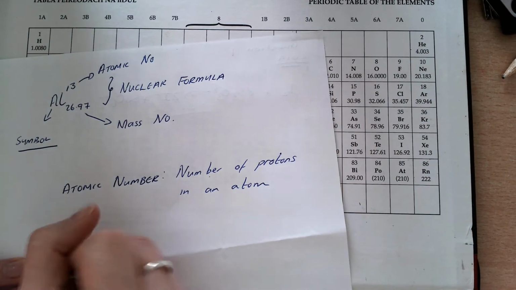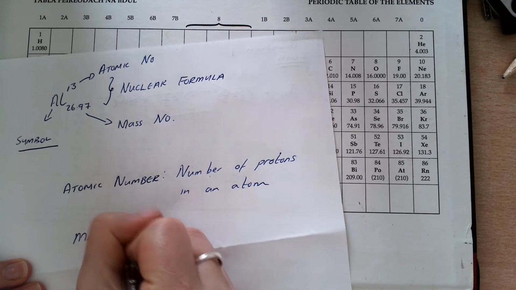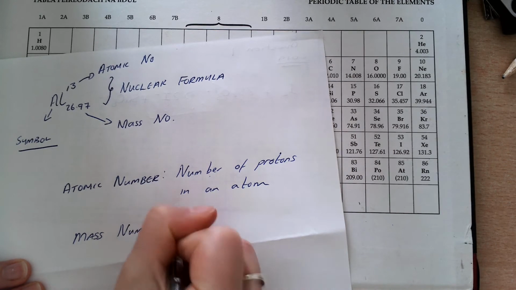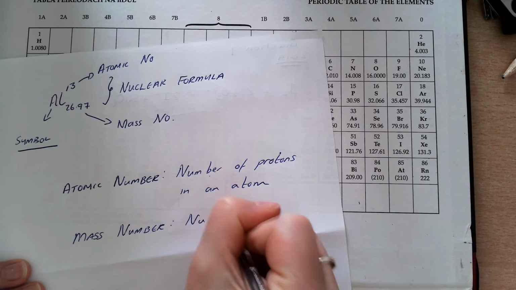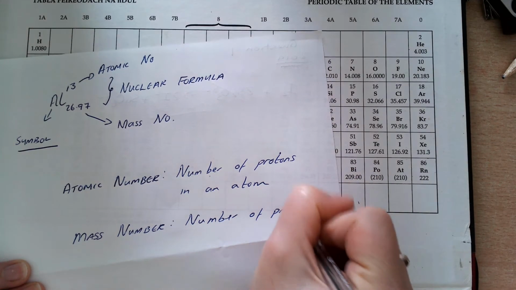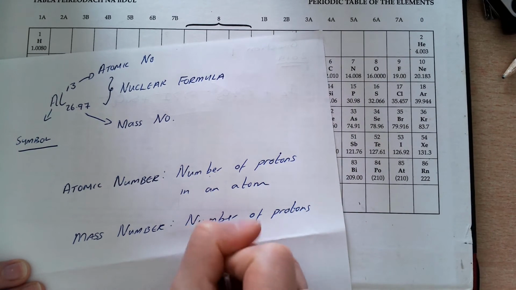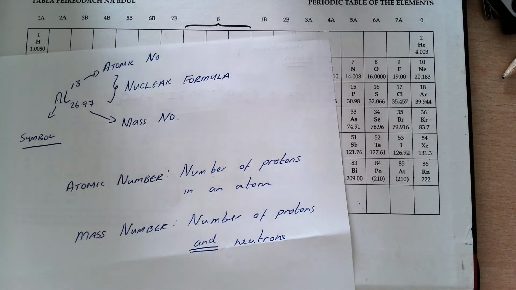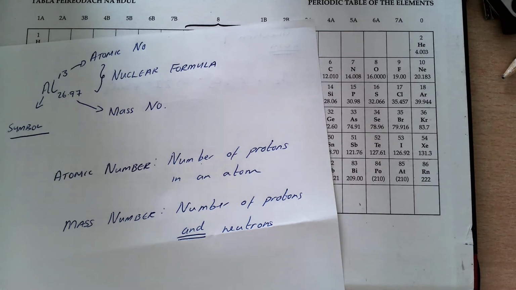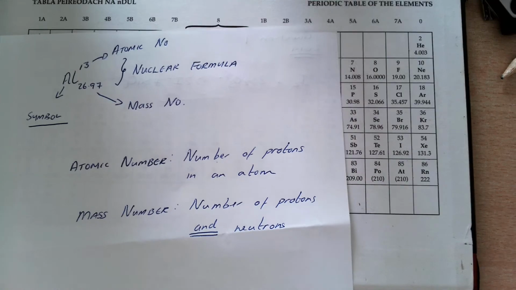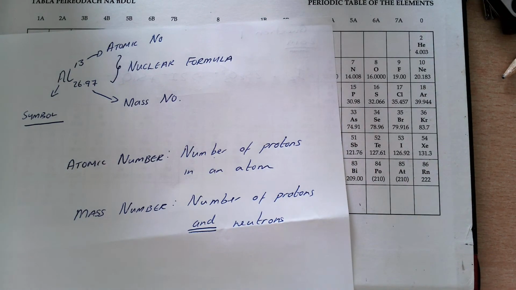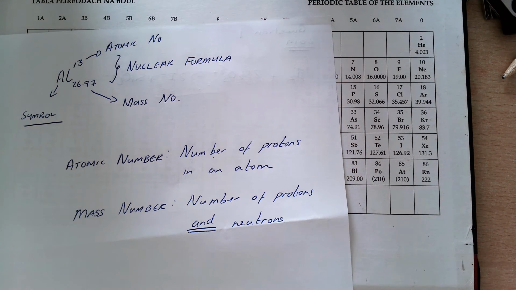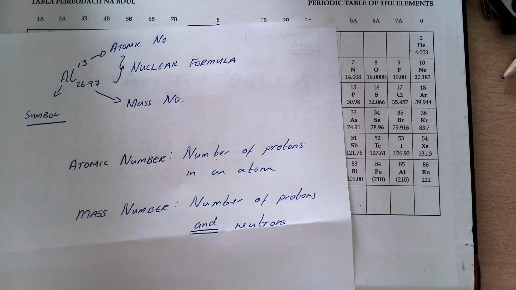Okay? The mass number then is the number of protons and neutrons. Okay, so my atomic number is the number of protons, my mass number is the number of protons and neutrons. What we are going to work out for aluminium and for every single element is the number of protons, the number of neutrons and the number of electrons.